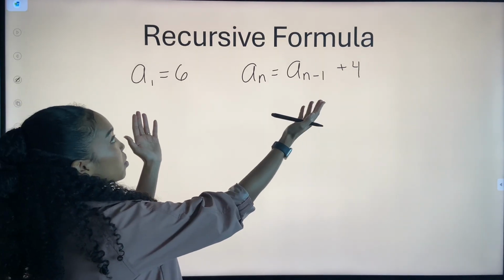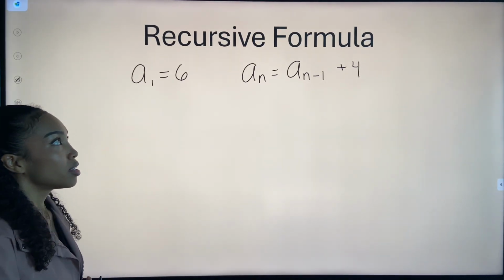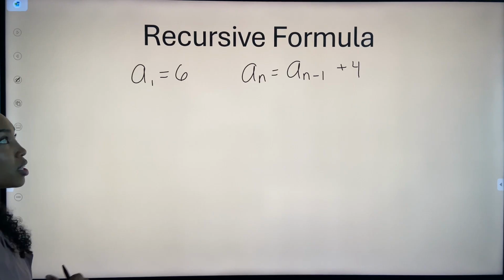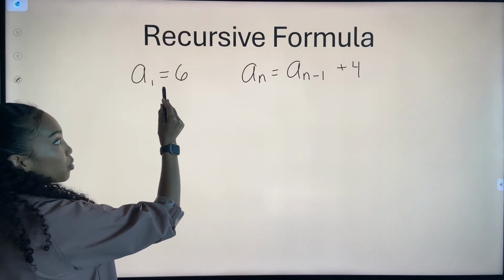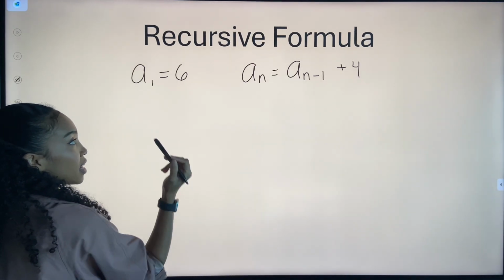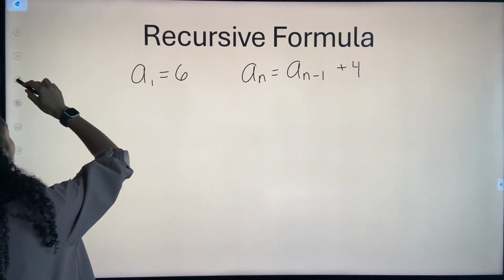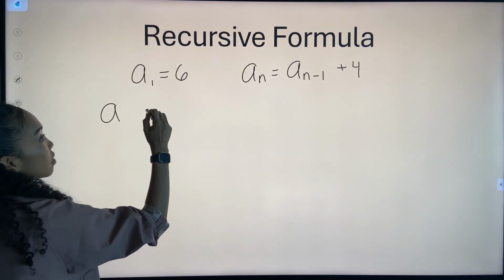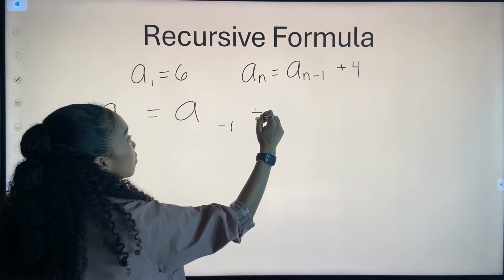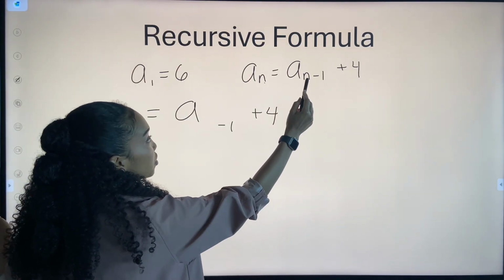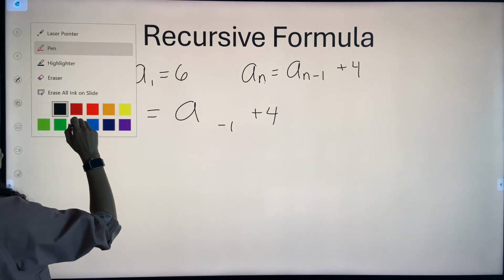This is an example of a recursive formula. In order to do a recursive formula, you have to be given the first term. So if I want to find the second term, I will plug it into the formula that they gave me. So I'm going to replace every n value with the 2.